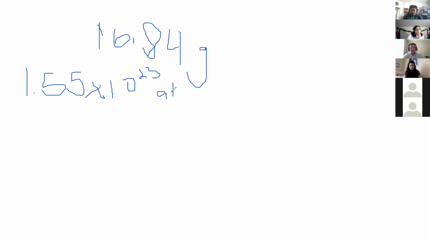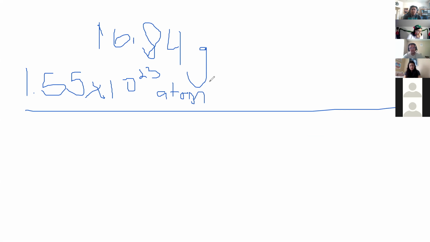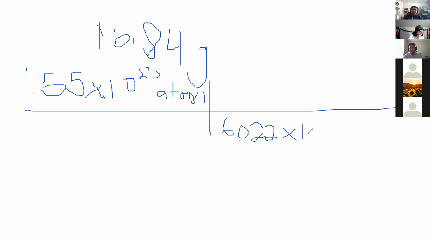So 1.55 times 10 to the 23rd atoms. Now from there, like you said, we use Avogadro's number. Is Avogadro's number going to be on the top or the bottom? On the bottom. There we go. So 6.022 times 10 to the 23rd atoms per mole.